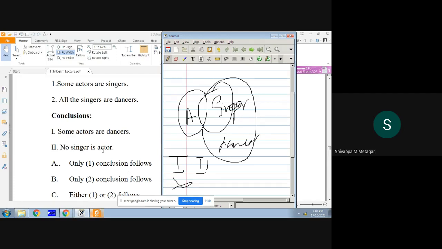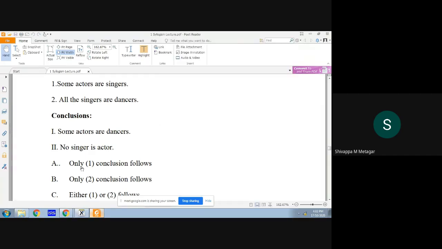And no singer is actor. No singer is actor. No. Some singers are there, given in this one. We have to make it true also. Because first statement, some actors are dancers. This is actor part, singer part, dancer part. Actually singer is inside the dancer, but the dancer part we may also connect in this part. So even the first one can give the right answer to this question.